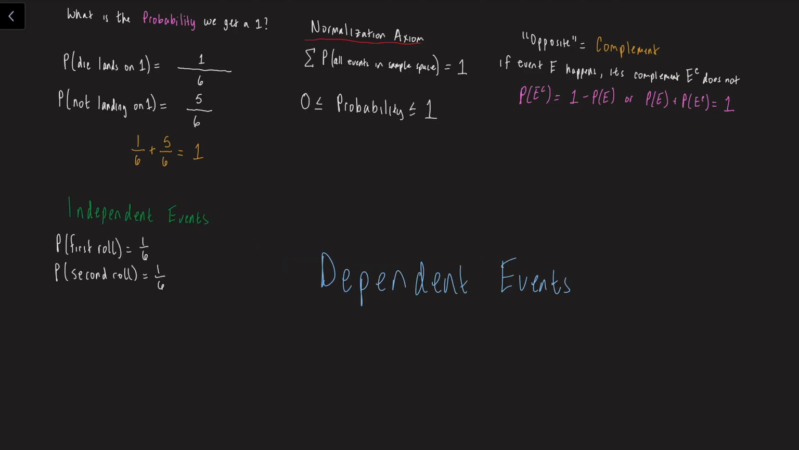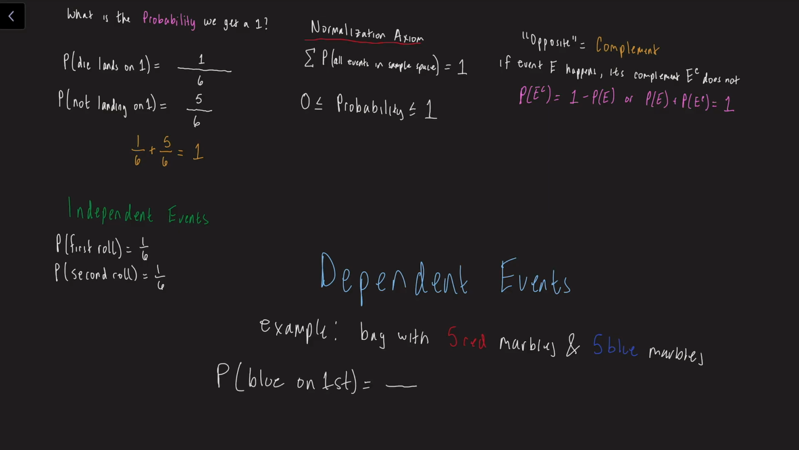If 2 events aren't independent, then they are considered dependent. Let's think of an example. Let's say I randomly draw a marble from a bag that has 5 blue marbles and 5 red marbles. I want to know the probability of getting a blue marble on my first draw. Well, if we remember how probability works, the size of our sample space is 10, and the size of our event is 5, because there are 10 marbles in the bag and 5 total blue marbles.